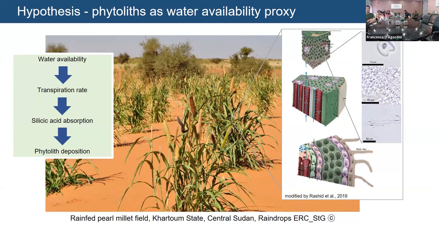Since we know that the silicic acid is absorbed and distributed along the crop and the plant through the transpiration rate, we hypothesize that variations in transpiration rate could lead also to variation in the deposit.